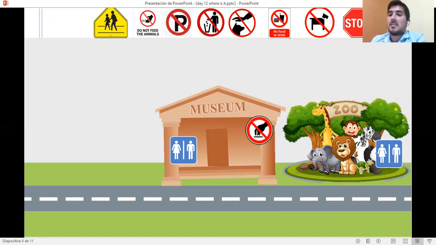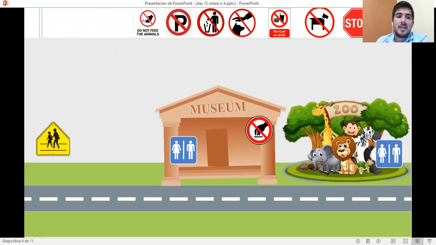So it's gonna be very common to find this sign at the museum. Then we have the next sign, school crossing. Where can you find this sign? On the street, at the museum, or at the zoo? That is correct. We can see this sign on the street.